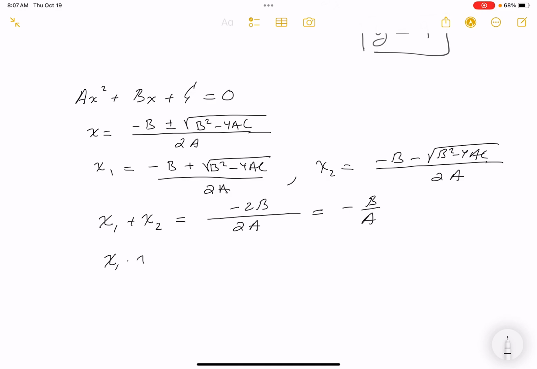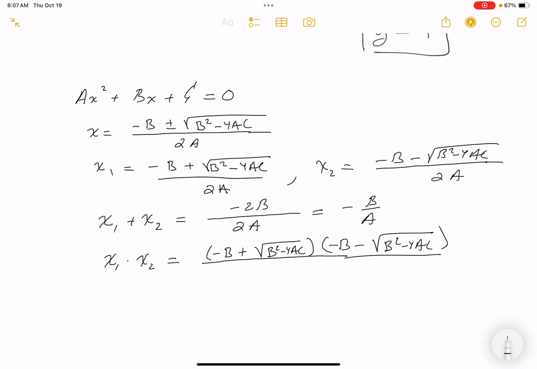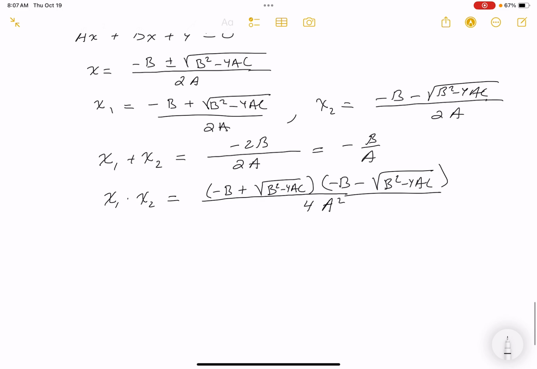I also want to do the product of the roots. I want to do x1 times x2. If you multiply those two together, you're actually multiplying by their conjugates. I'll write it down: minus b plus the square root of b squared minus 4ac, times minus b minus the square root of b squared minus 4ac. And then you get 2a times 2a, which is 4a squared. Granted, that doesn't look like a very good formula, but you can multiply that out. Let's do it.